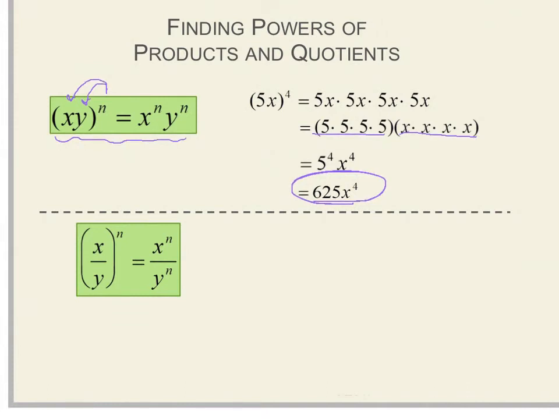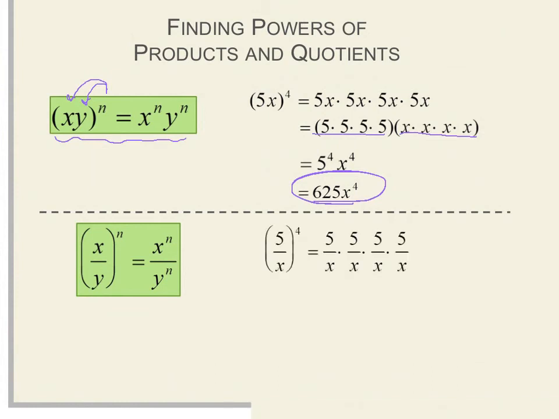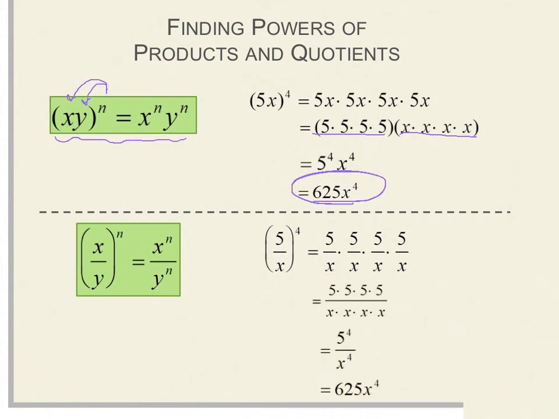Similarly, we will have a power of a quotient rule, where our exponent n gets distributed to both our numerator and our denominator. For example, when we have (5 divided by x) to the fourth, we can see that as 5 divided by x multiplied 4 times. Looking at this then, we see that that is 5 to the fourth divided by x to the fourth, or 625 over x to the fourth.